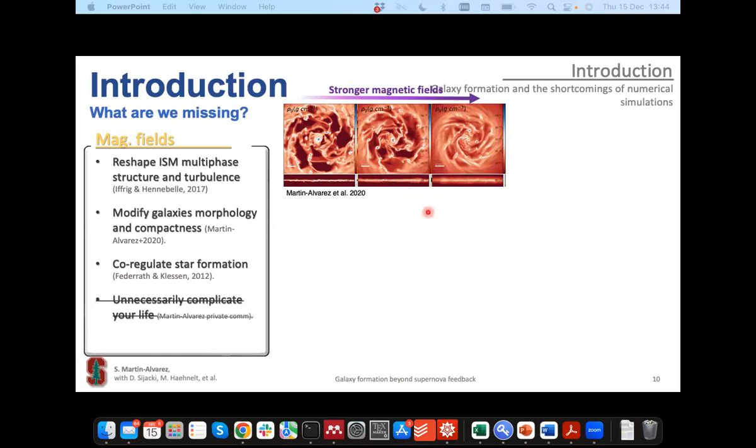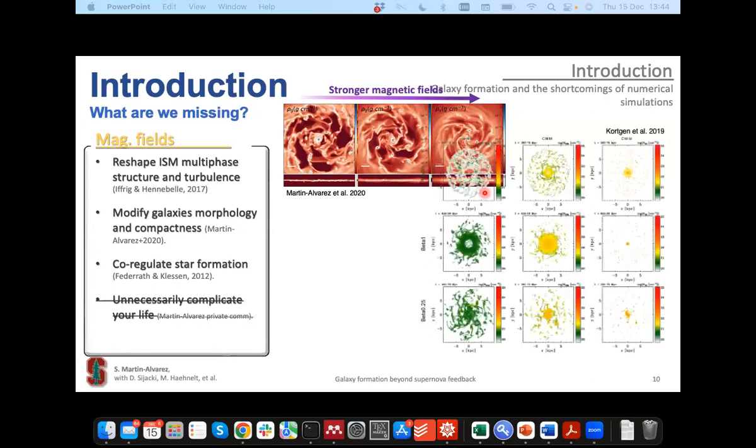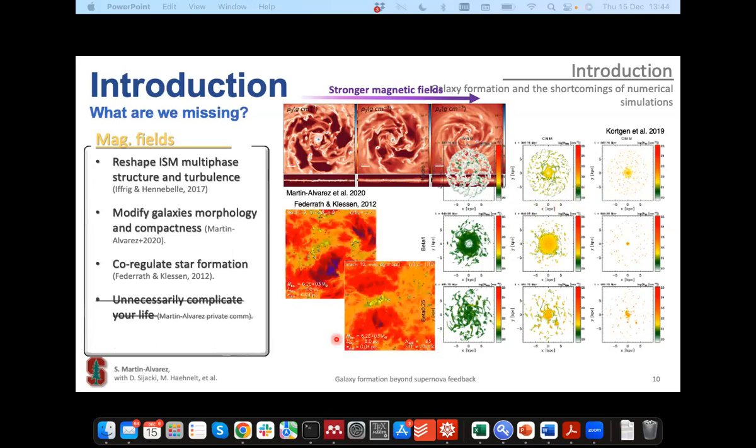You're going to get galaxies that look smoother, and you're going to have more organized motions. You're going to have thicker disks. When you look at the multi-phase structure, you're going to see that the different phases are distributed differently across your disk and also in terms of height. And in particular, where we know magnetic fields are extremely important is when you go to star formation.